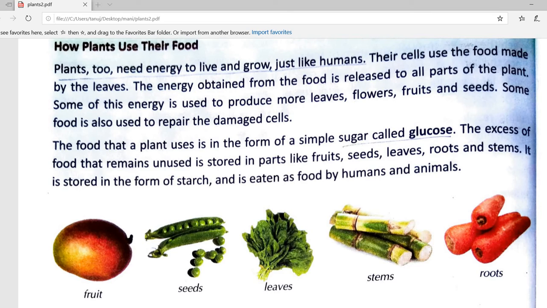Yes, beta. Today we will continue our science lesson number 6, plants preparing and storing food. And today our topic is how plants use their food. As we know, the leaves of a plant make food for the whole plant, which means the leaf is the kitchen of the plant.